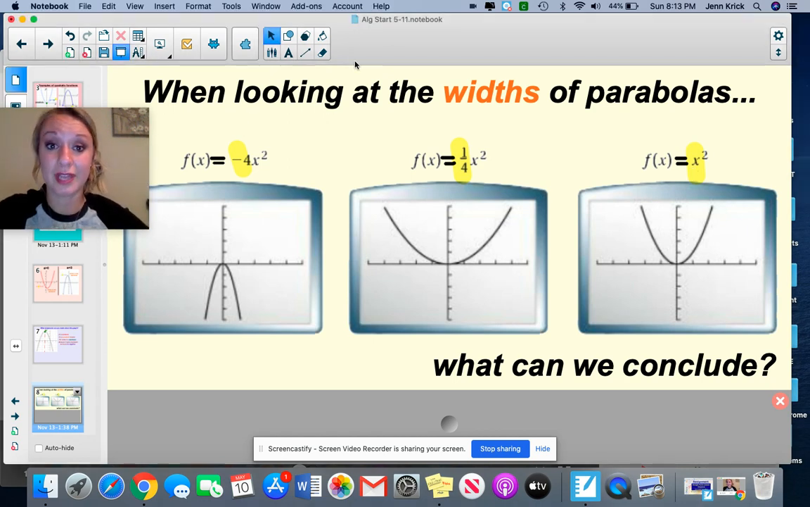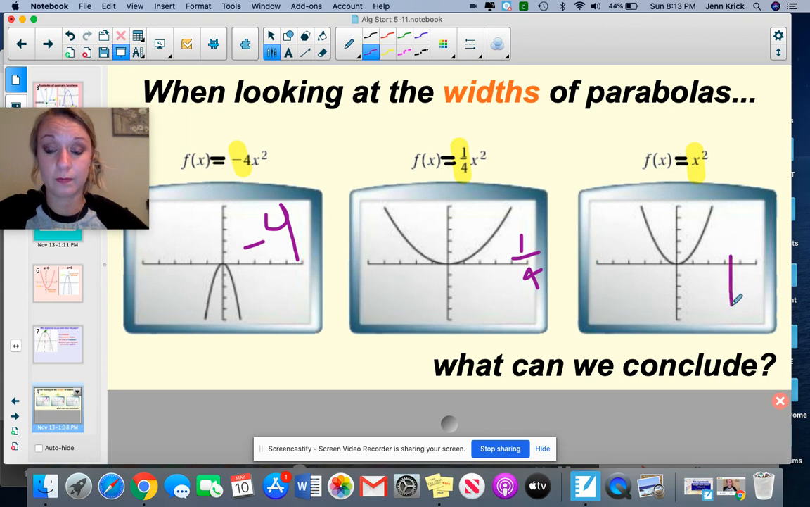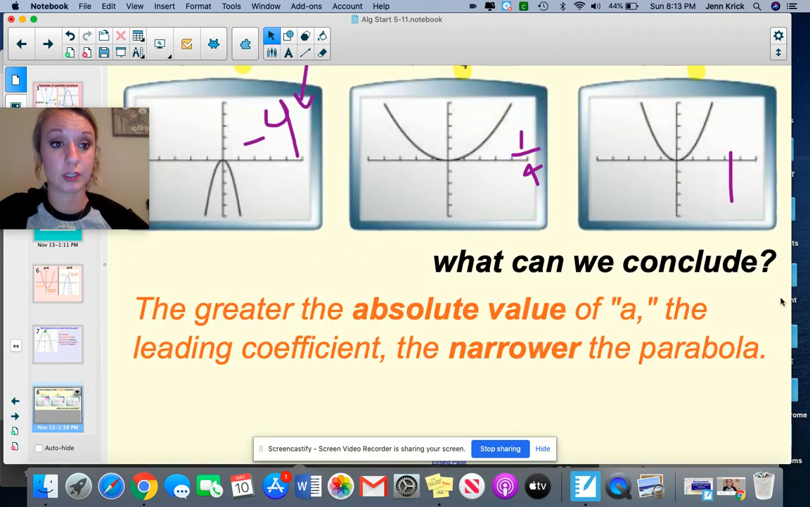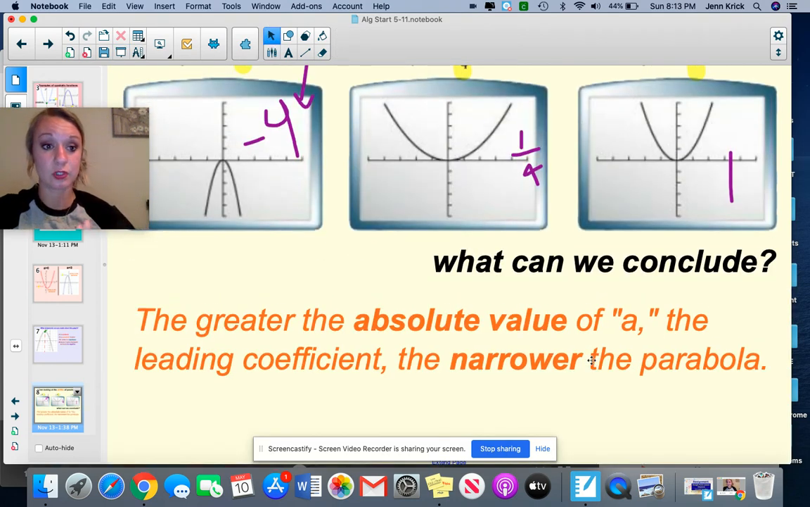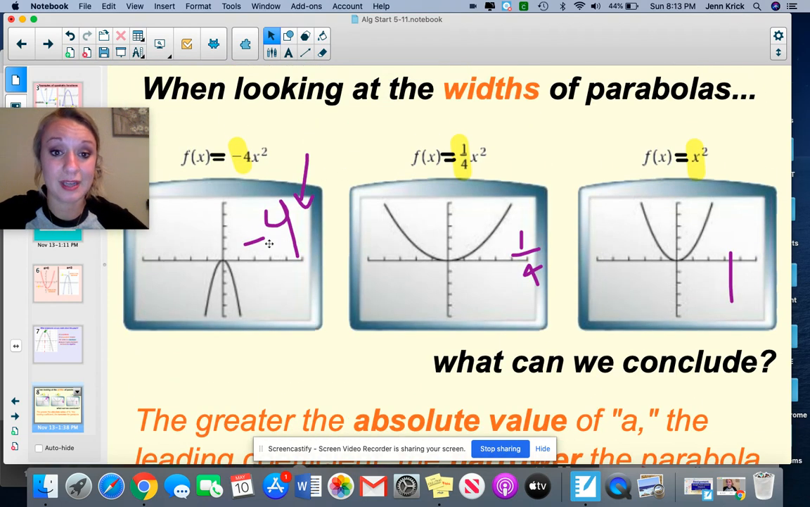So when we're looking at the widths of the parabolas, this is a -4, this is 1/4, and this is 1. The widest is technically the smallest number in absolute value, and the narrowest is technically the largest number in terms of absolute value. And that is what we can conclude. The greater the absolute value of A, it doesn't matter if it's positive or negative, the narrower the parabola would be. So if you look, the greatest number in absolute value is this one here with a -4, and look how narrow that is. Whereas the smallest number, this 1/4 here, is the widest.